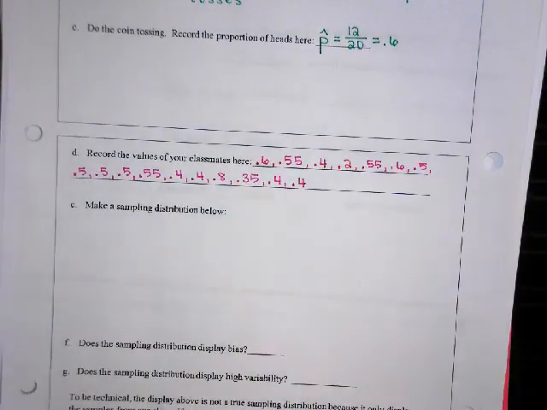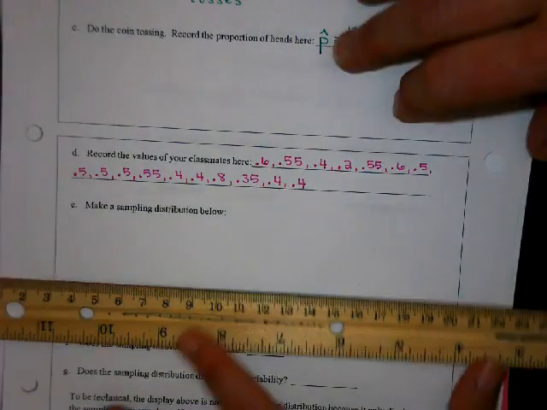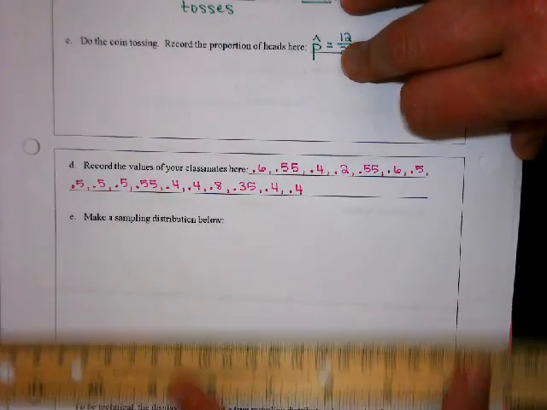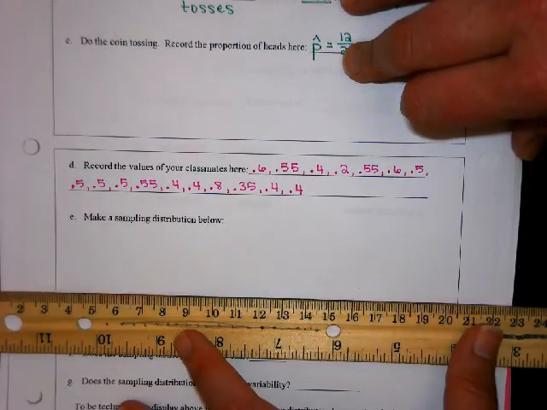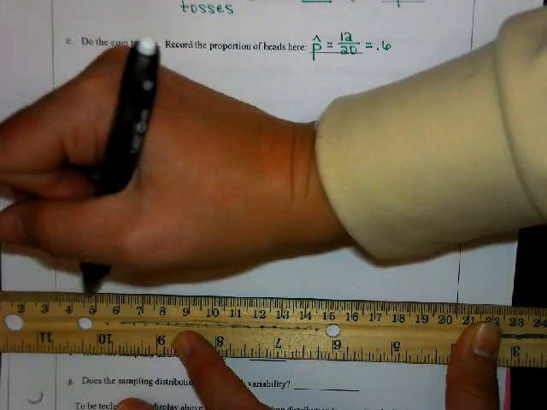Alright, so now what we're going to do is make a sampling distribution. So we're going to graph these, and we're going to use a dot plot to graph them. And let's see if I can draw a straight line.